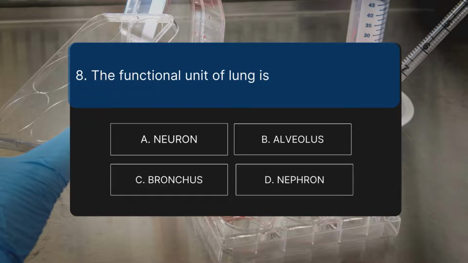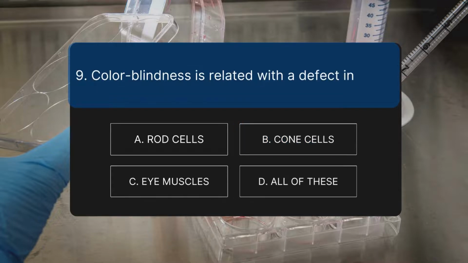Next question. The functional unit of lung is option A neuron, option B alveolus, option C bronchus, and option D nephron. And the correct answer is option B, alveolus. The functional unit of lung is alveolus. On average, the pair of human lungs contains about 700 million alveoli. And the other options, like neurons, are the functional unit of the nervous system. Nephron is the functional unit of kidneys. Bronchus is just the airway to the lungs.